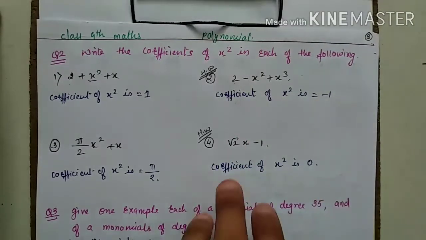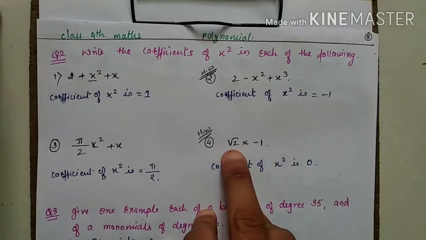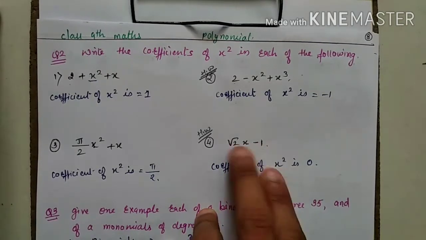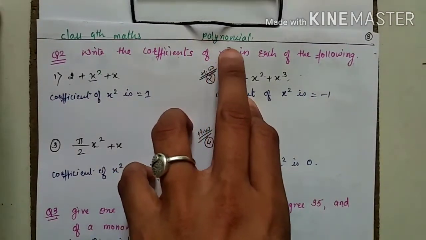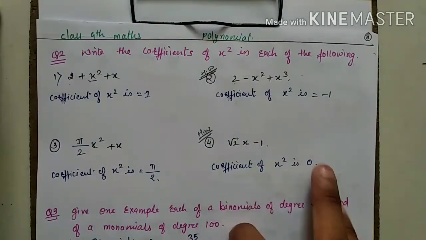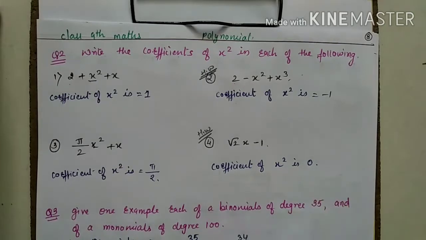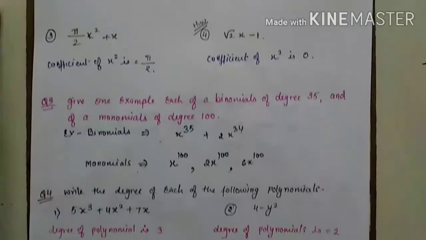Okay. Next, the 4th question I have given you as homework in yesterday's class. Just match your answer: root 2x minus 1. The question wants the coefficient of x square. Is there any x square here? No. So whenever there is nothing, we always consider 0 as the coefficient. Is it clear? Now come to the next.